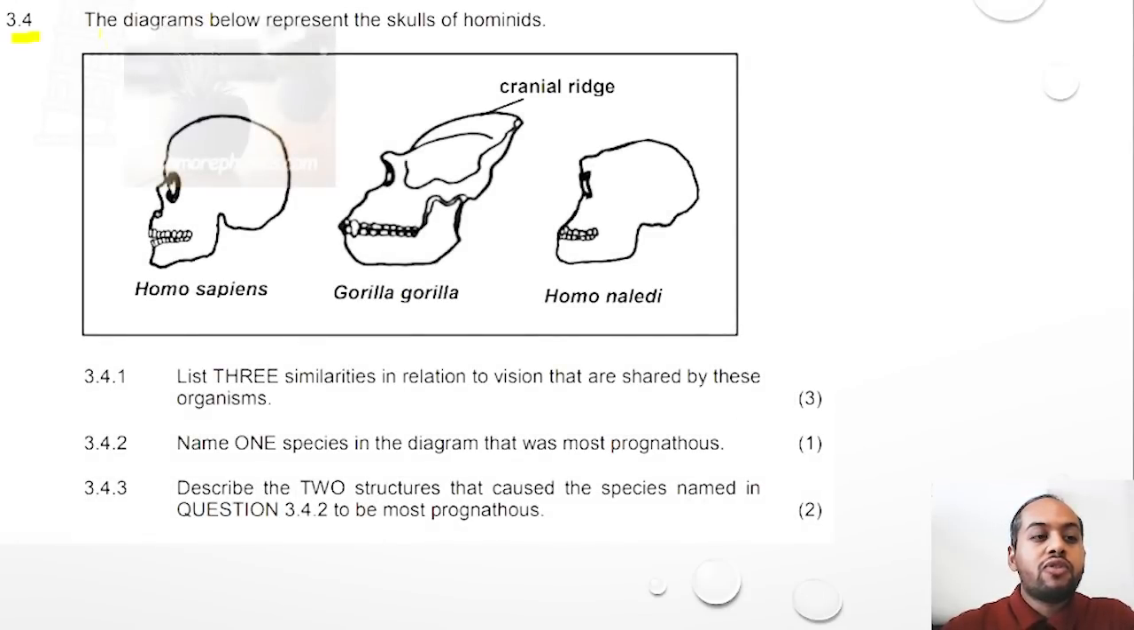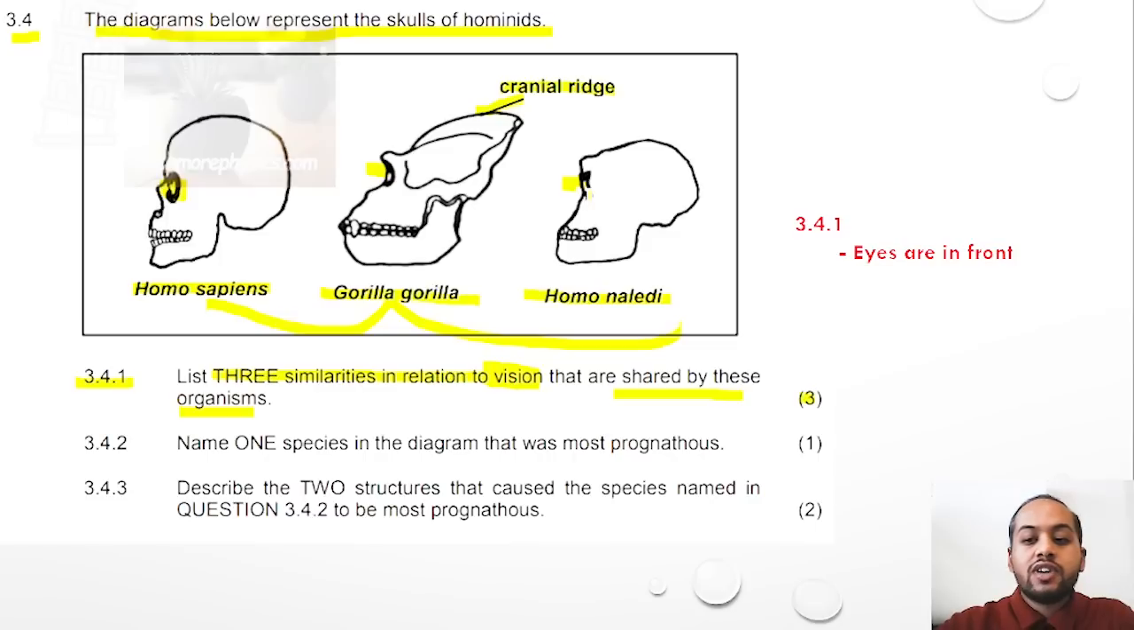The next question, 3.4, says the diagrams below represent skulls of hominids. So you see you have 3 different hominids here: Homo sapiens, gorilla, Homo naledi, and then you have a label that shows you where the cranial ridge is located. Firstly, 3.4.1 lists 3 similarities in relation to vision that are shared by these organisms for 3 marks. So firstly, you can see that the eyes are all located in front of the head. Therefore, they are going to have binocular vision, also referred to as stereoscopic vision.